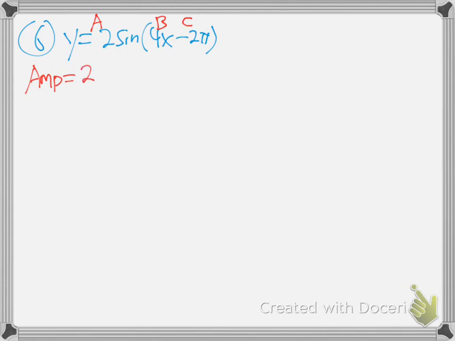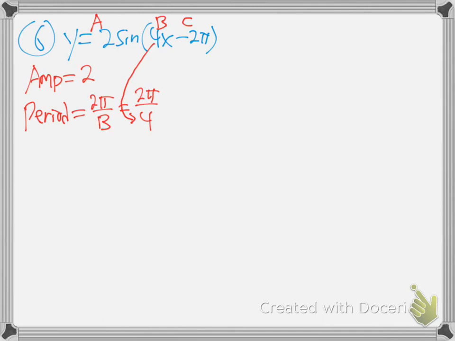So the amplitude is 2, right? Period, the formula for period is 2 pi over b. And so that's 2 pi over 4. Good so far, the b is right there.